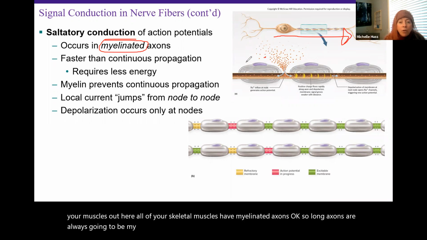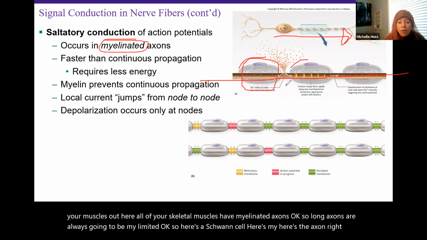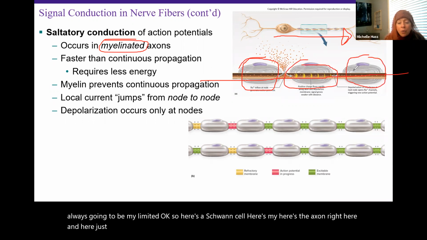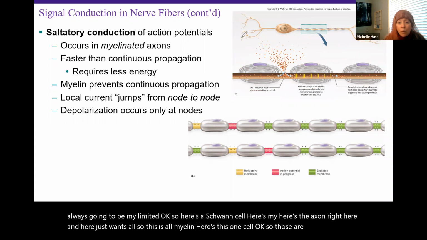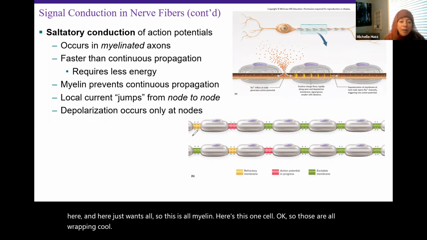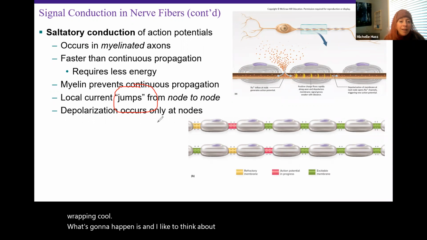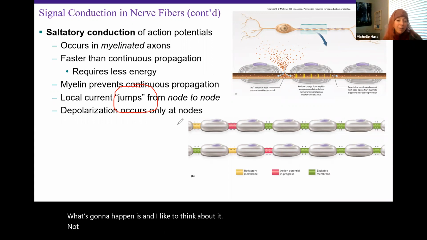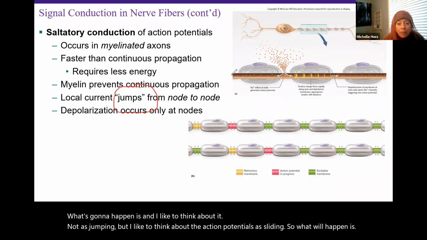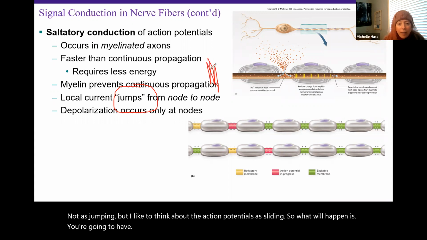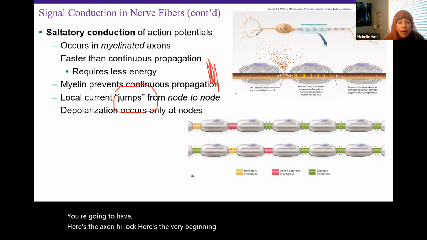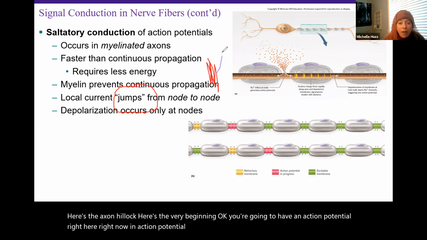Okay, so here's a Schwann cell. Here's the axon right here. And here's your Schwann cell. So this is all myelin. Here's a Schwann cell. Okay, so those are all wrapping. Cool. What's going to happen is, and I like to think about it not as jumping, but I like to think about the action potentials as sliding. So here's the axon hillock. Here's the very beginning, okay? You're going to have an action potential right here. It's not myelinated right here. We have an action potential.